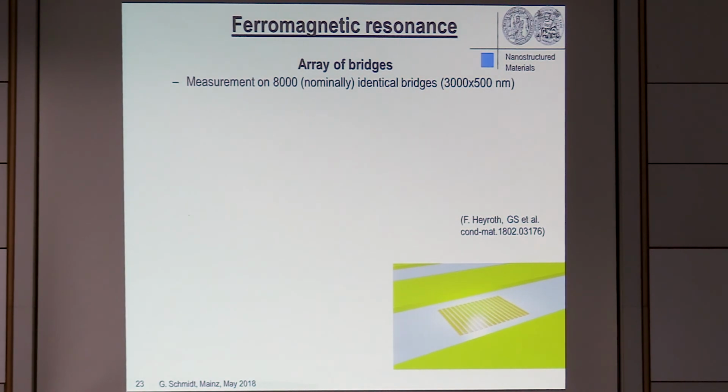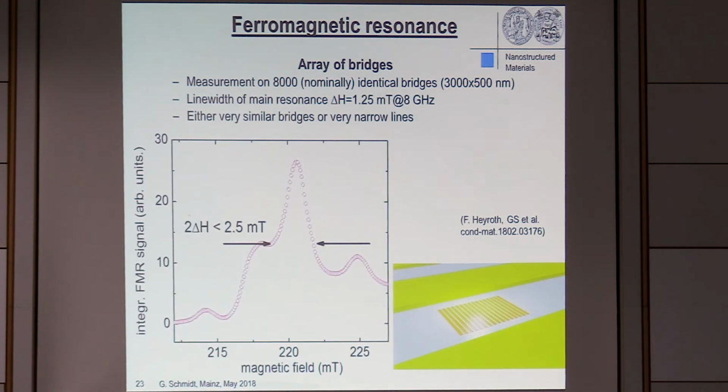So the first thing that we did is, because this is what we had available in our group, we did ferromagnetic resonance on an array of bridges, because we expected to have a very small signal from the bridges. And so we made an array of 8,000 bridges, which should be nominally identical. We put them in the gap of a coplanar waveguide, or to say it the other way around, we put the coplanar waveguide on top. These bridges are rigid. They can stand optical lithography, they can stand lift-off, they can even stand ultrasonic agitation, which surprised me very much.